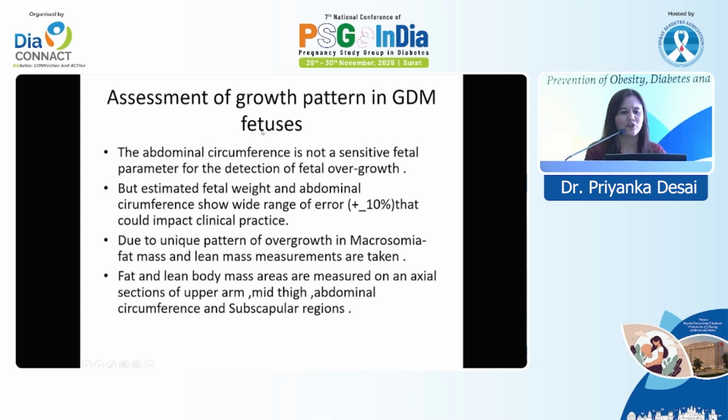So how do we assess the growth? The abdominal circumference, however, is not a very sensitive fetal parameter for the detection of fetal overgrowth, because the estimated fetal weight and the abdominal circumference show a wide range of error of plus or minus 10%, and so that could impact clinical practice. So due to the unique pattern of overgrowth in macrosomia, fat mass and lean mass measurements are taken. So fat and lean body mass areas in the fetus are measured on axial sections of the upper arm, mid-thigh, abdominal circumference and subscapular regions.